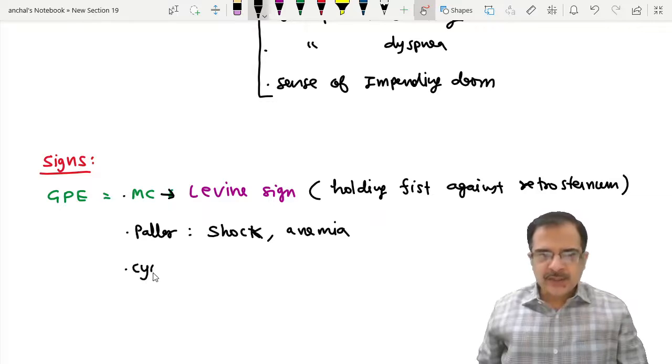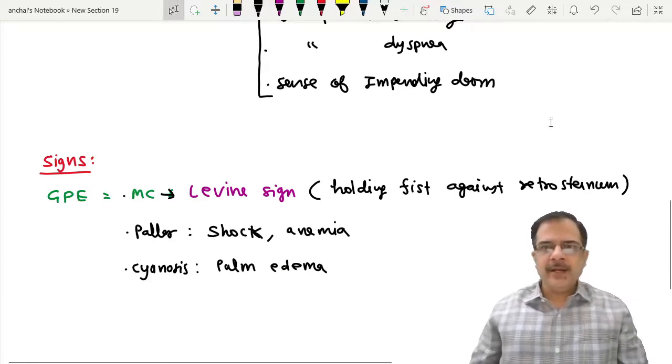Patient can have cyanosis. Again, it will suggest a central cyanosis due to pulmonary edema.